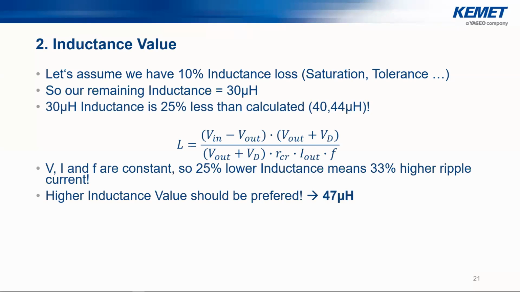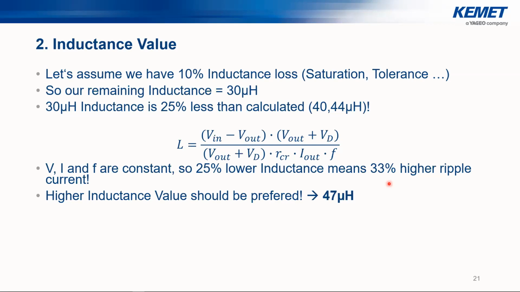And if I now put this into my calculation, the voltage, the current, and the frequency are constant. So if we lower the inductance by 25%, we get a higher ripple current because this is the only thing which can be changed. And the ripple current is 33% higher, which is a lot. So in this case, we should not start by using the 33 microhenry inductor. We should start maybe by using the 47 microhenry inductor. So please use the higher inductance value to start your testing and not the lower inductance value.